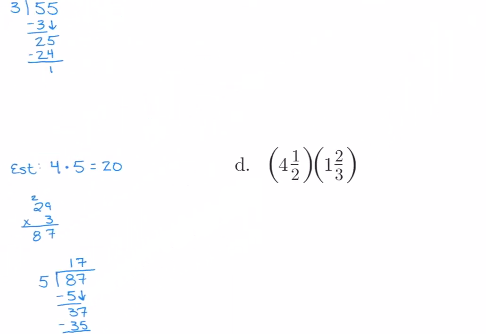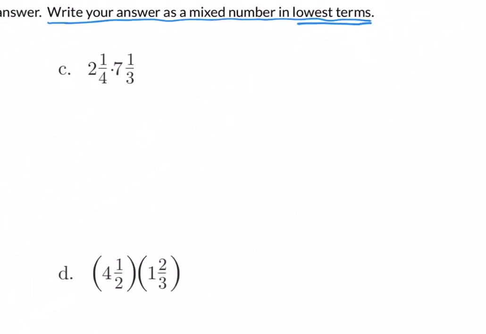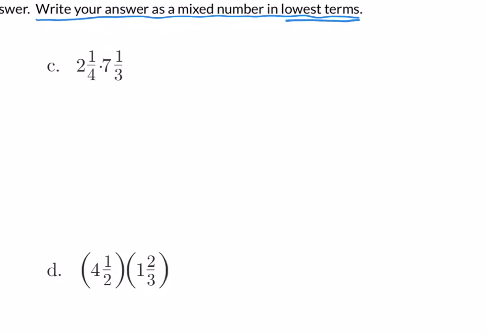All right, a couple more. Let's try 2 1/4 times 7 1/3. Starting with our estimate. 1/4 is less than 1/2, so I'm going to round down to 2.